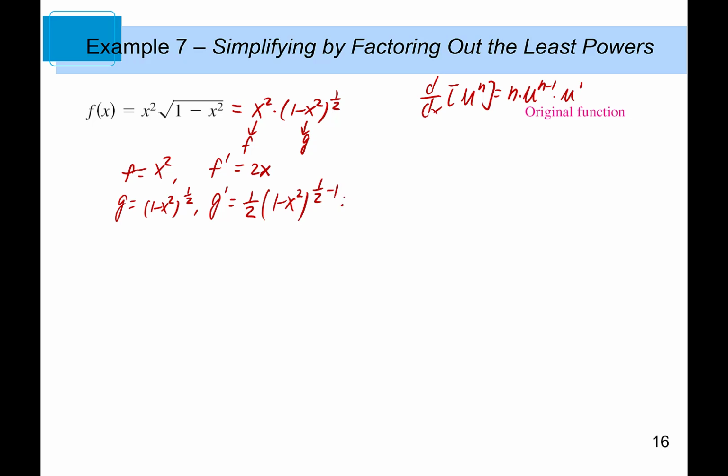u prime is the derivative of 1 minus x squared. The derivative of 1 is 0. The derivative of x squared is negative 2x. So that eventually becomes negative 2x, and that's what you multiply by. If you simplify this, 1/2 times negative 2x becomes negative x times (1 minus x squared) to the negative 1/2. Okay, so now we can apply the product rule.